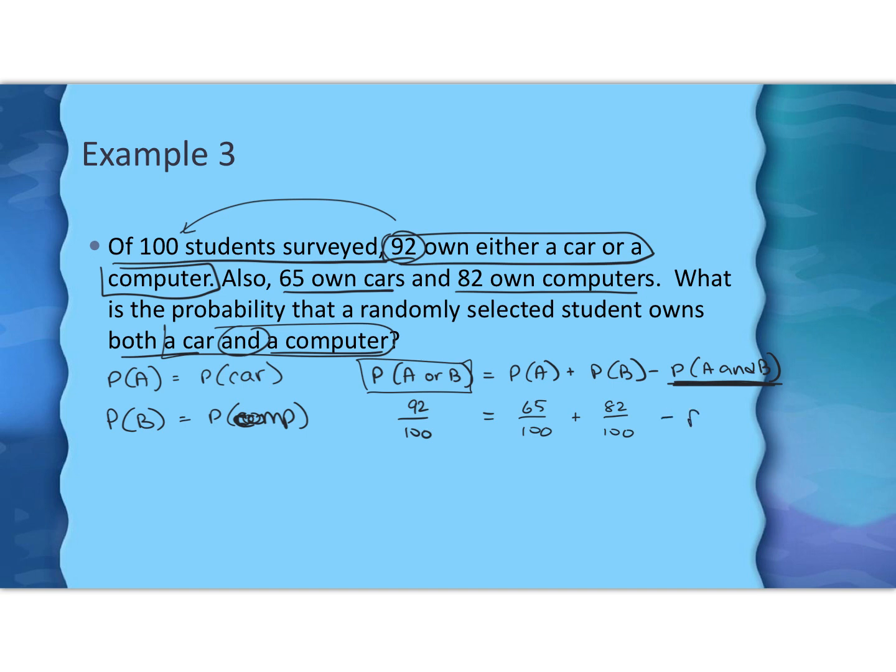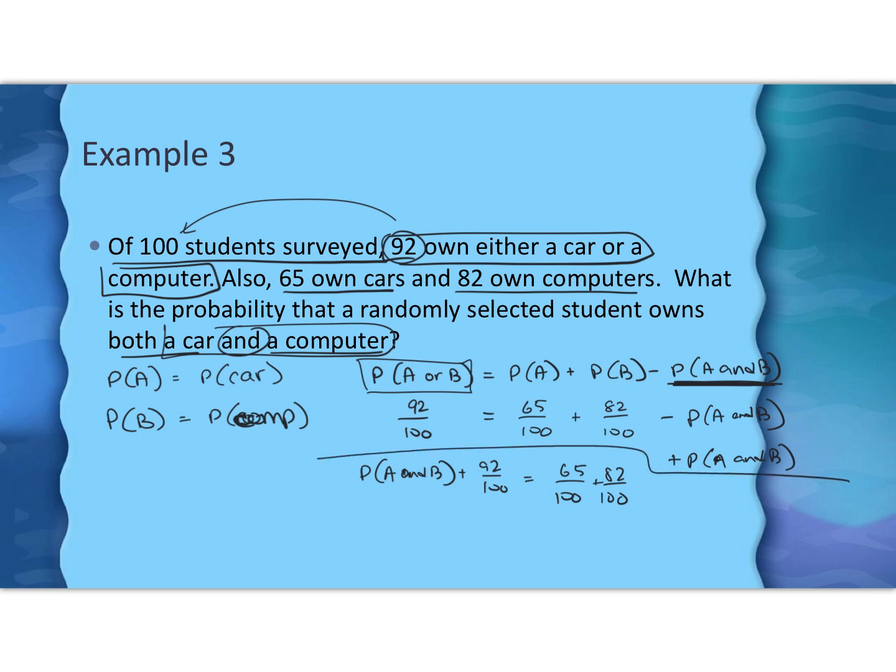So minus probability of A and B. That's our missing thing. That's our variable. So if you look at it, I could add the probability of A and B to both sides. Think of it just in algebra. Probability of A and B plus 92 over 100 is going to equal 65 over 100 plus 82 over 100. So kind of like that, right? I just moved it over to the left side and they canceled.